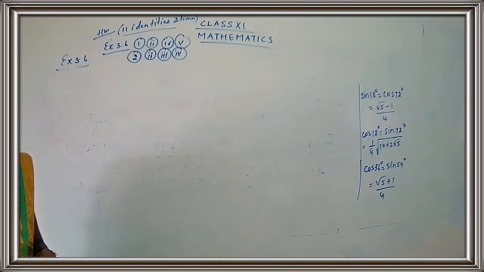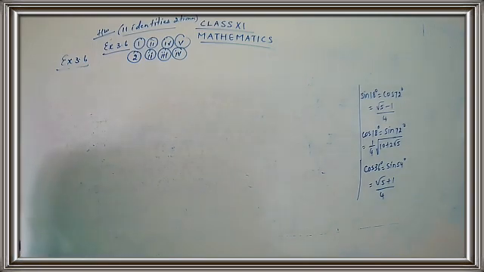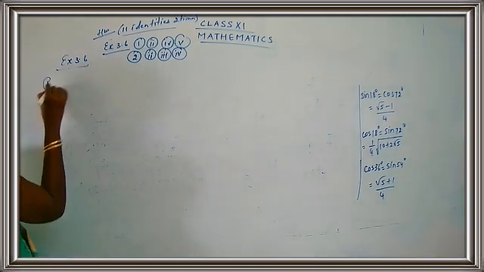Cos pi by 15, cos 2 pi by 15, cos 3 pi by 15, cos 4 pi by 15, cos 5 pi by 15, cos 6 pi by 15, cos 7 pi by 15 is equal to 1 by 128. This is what you have to find out. Let's start with the LHS part. Write down here, LHS.